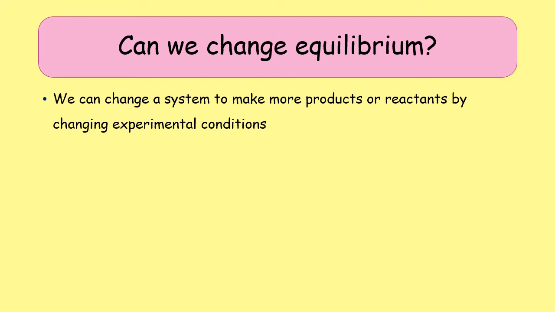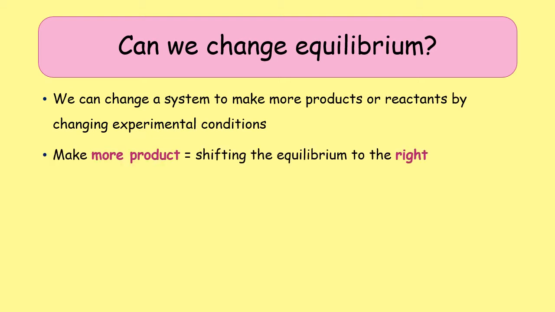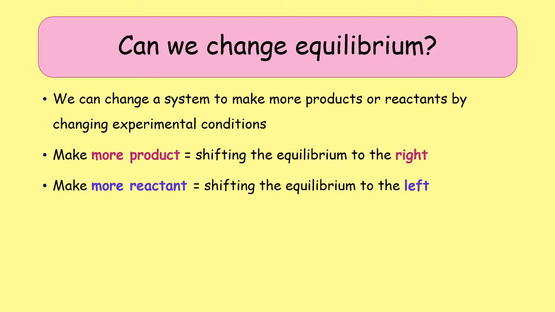So we can change this. The equilibrium position is constant, but if we change the experimental conditions, we can manipulate it to produce either more reactants or more products. If we want to make more product, we describe that as shifting the equilibrium to the right. If we want to make more reactant, we describe it as shifting the equilibrium to the left. Those are the terms you want to be talking about: shifting the equilibrium left or shifting the equilibrium right.